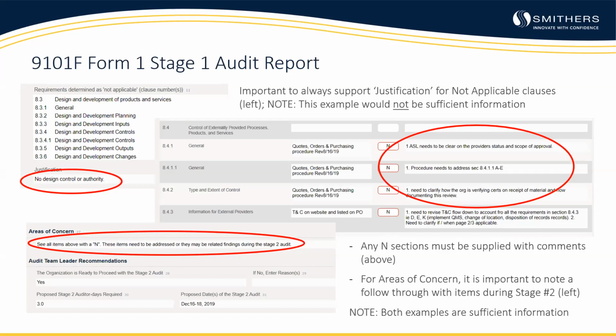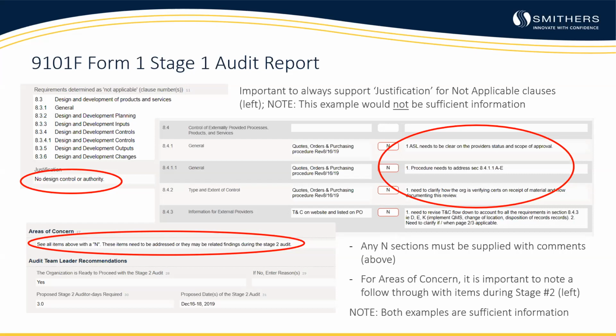Now, these comments do give us a clear reference to specific client documentation, what the auditor may have looked at within these given sections. So it's important to have that information as part of the review with the Form 1 or Stage 1 audit report.